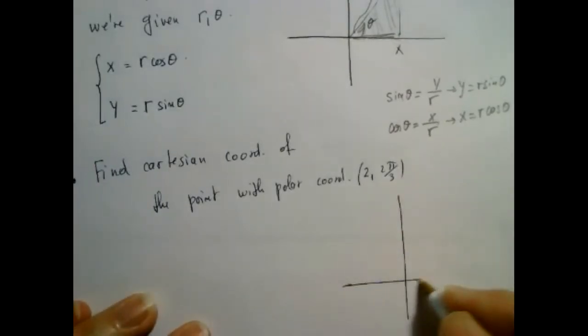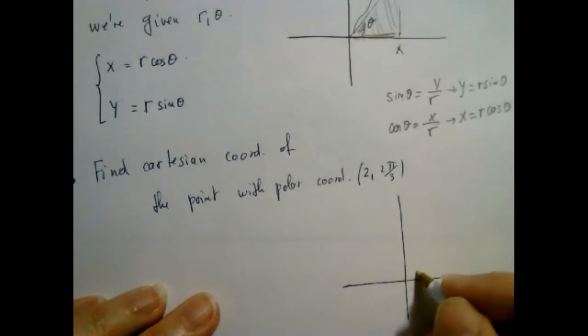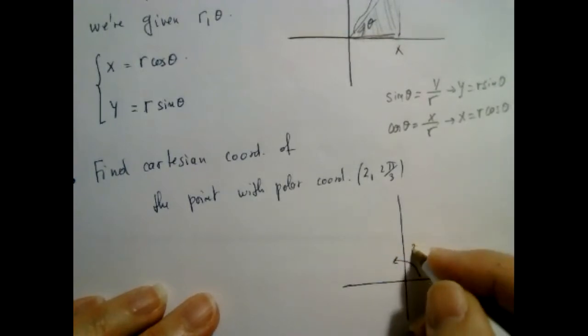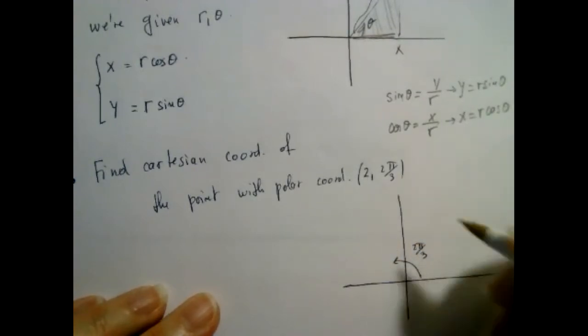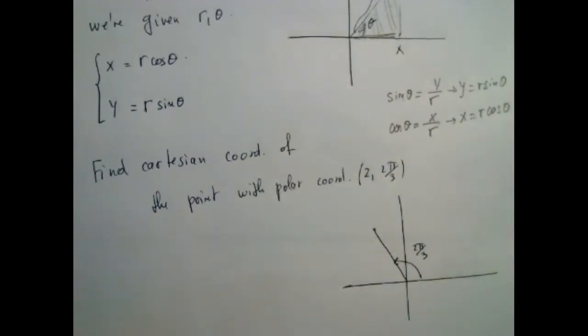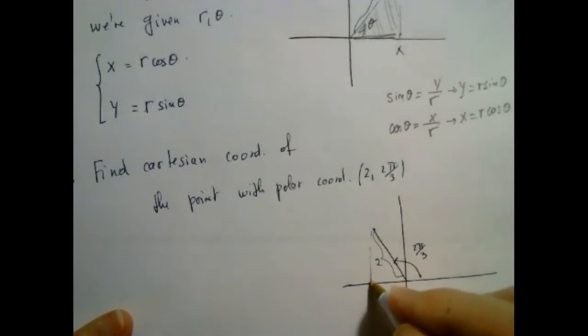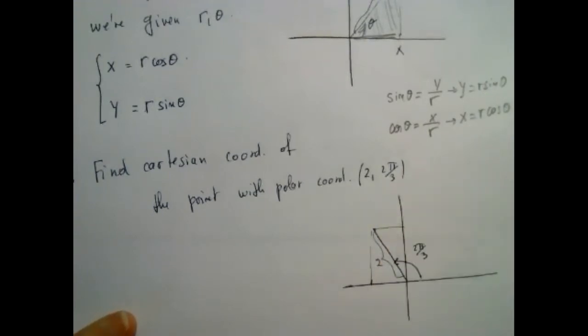We always sketch, at least to make sure our answers make sense. So 2 pi over 3 means we have the angle right there. This is 2 pi over 3, and this is the 2, from here to here. And my question is, find the x and find the y.